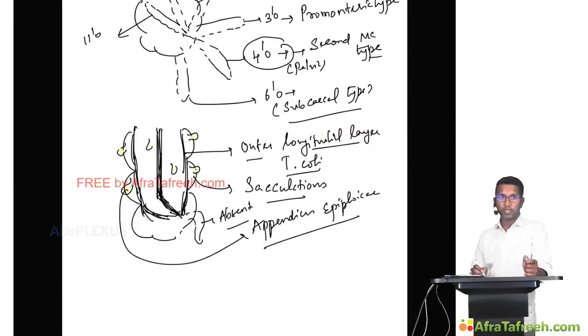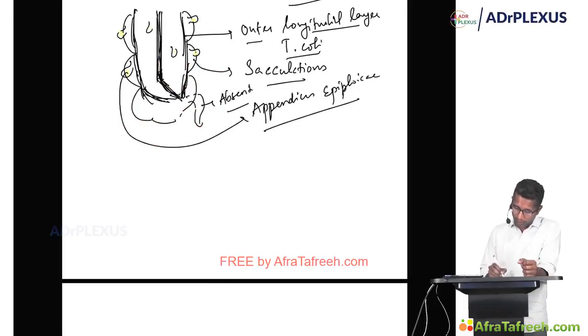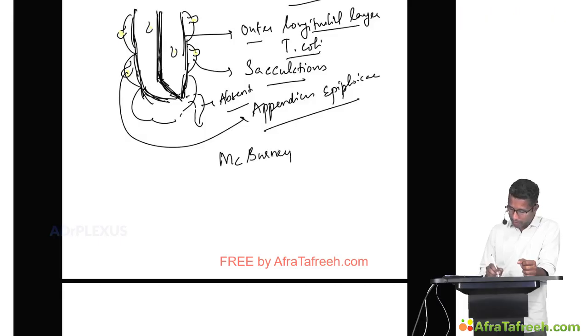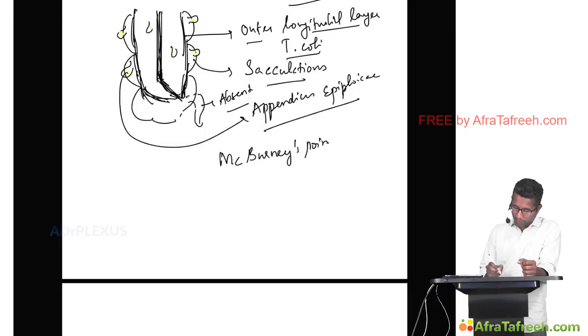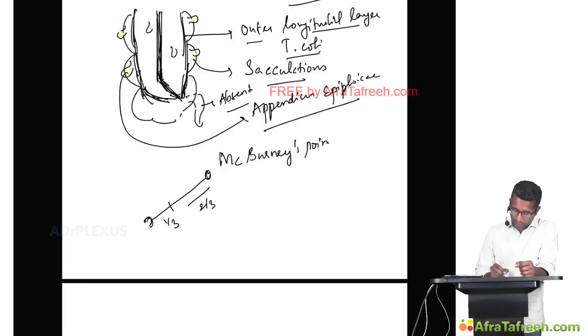The base of the appendix can also be identified by identifying a point called McBurney's point. It is a very, very important surface anatomy question. What is McBurney's point? If you take the anterior superior iliac spine and the umbilicus, you connect them by a line and divide it into lateral 1/3 and medial 2/3. The junction of the lateral 1/3 and medial 2/3 of this line is called McBurney's point.